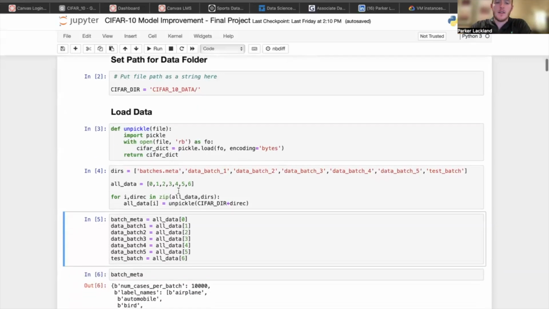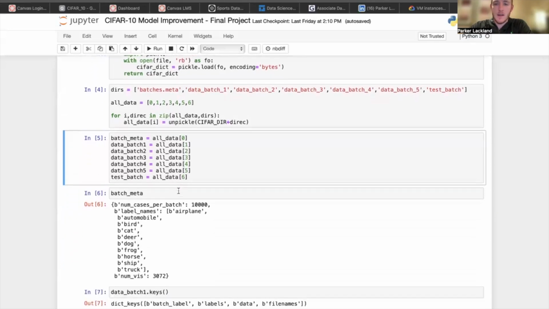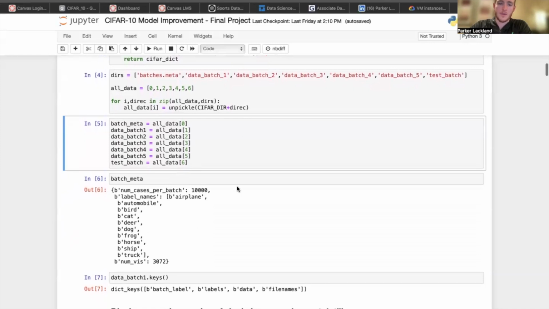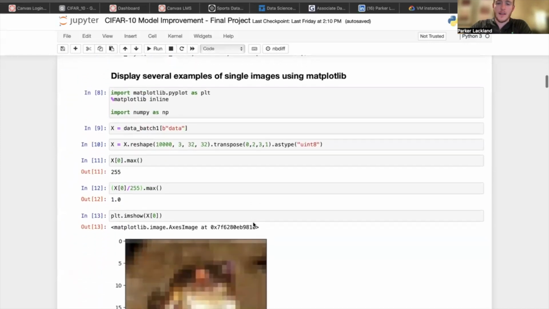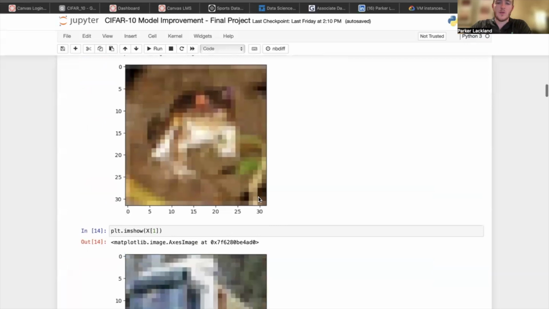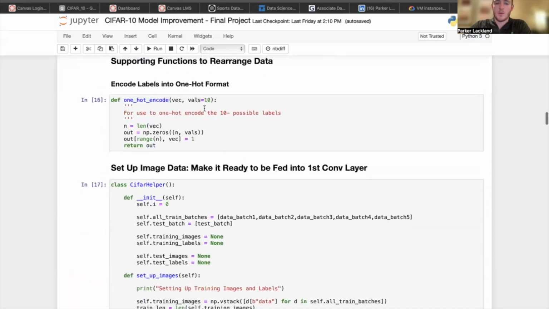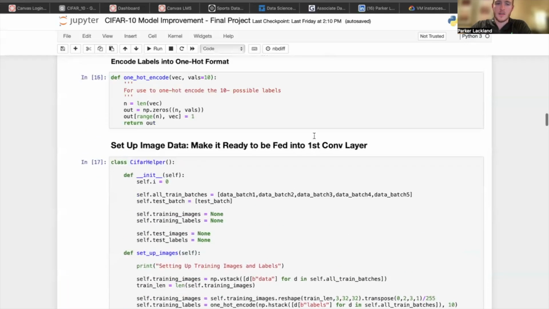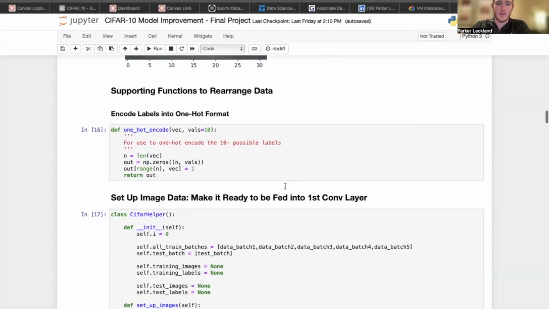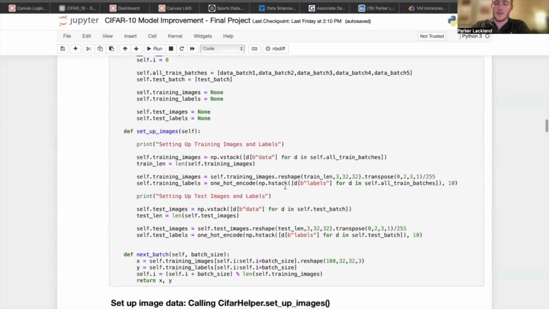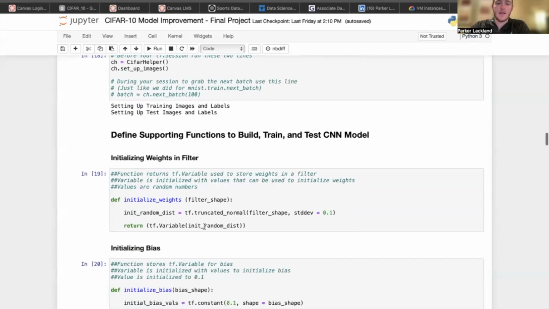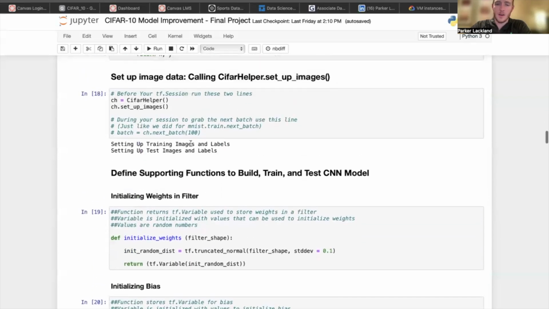So here, the beginning of this is again just the same data pre-processing that was given to us in the initial model. All the files were zipped together, concatenated. The images were displayed the same as before. One hot encoding was performed the same as before to show the 10 possible labels and the presence or the lack of presence of those labels. The image data was set up to be fed perfectly into our fully connected layer, and then the images are set up by our CIFAR helper.